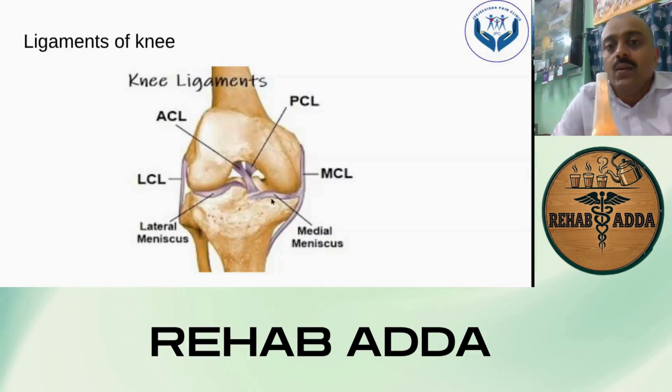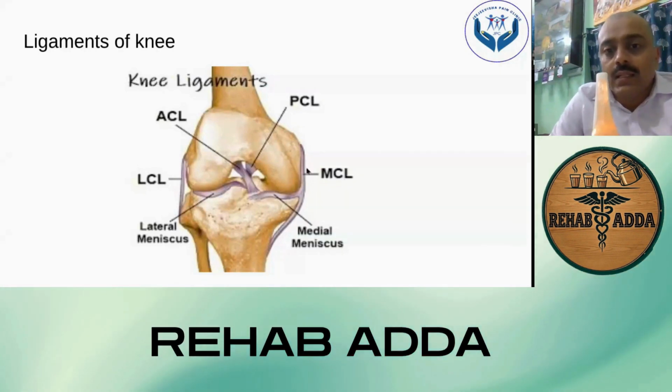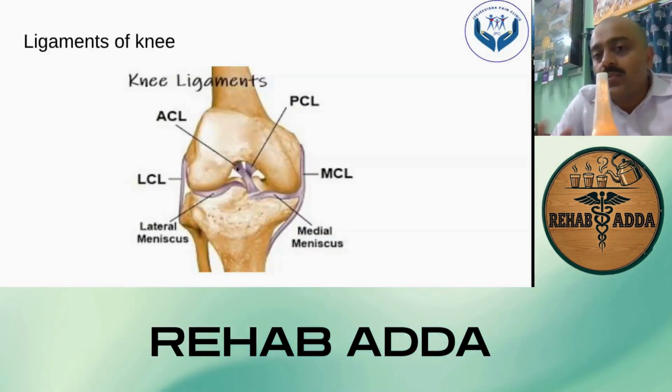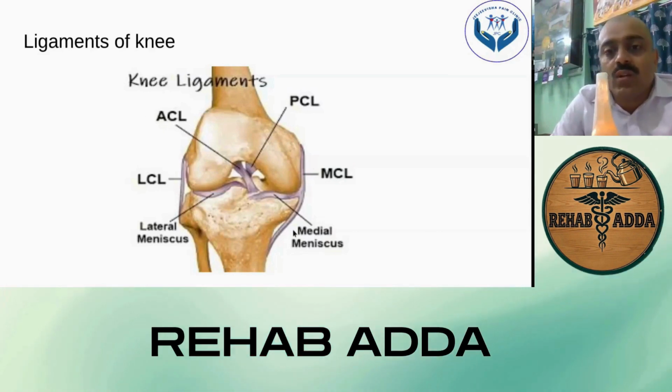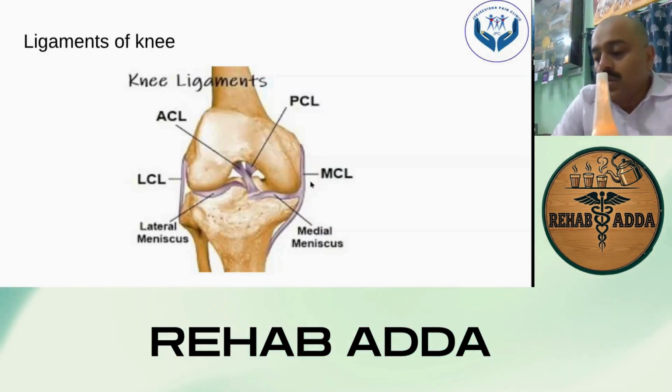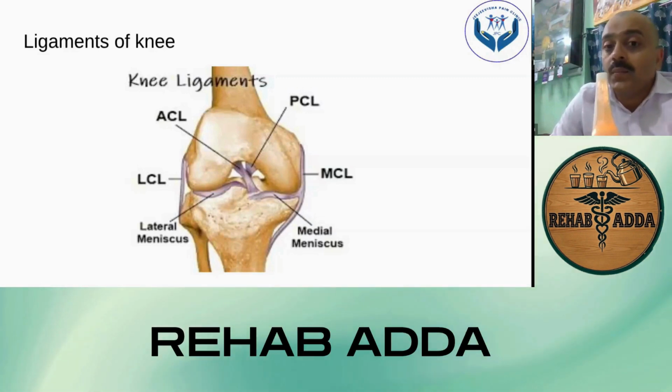One important thing is that if you see these three things, ACL, medial meniscus, and medial collateral ligament, these are nearby each other and very closely attached to each other. Many times, if there is any injury in one of them, all three are involved. If all three, ACL, MCL, and medial meniscus, are involved, it is called the unhappy triad.